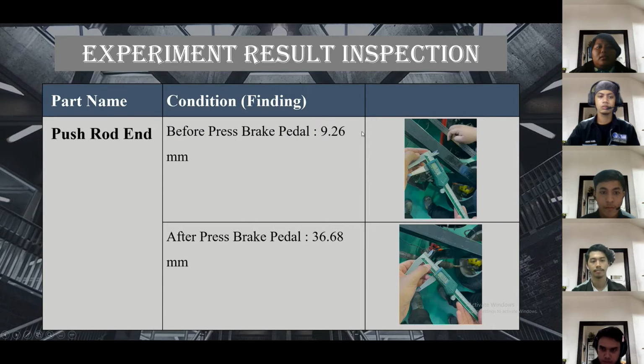Next slide. The next slide is the experiment result inspection. We inspected the push rod end from the lab sheet. The condition before pressing the brake pedal, the length of the push rod end is 9.26 millimeter, and after we press the brake pedal, the push rod end length is 36.68 millimeter. Next, I will pass to my friend.